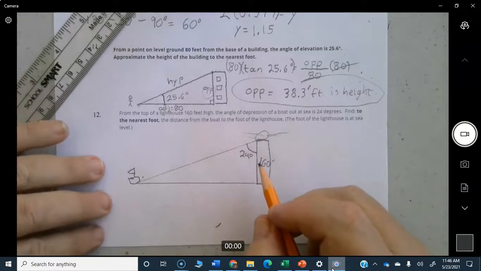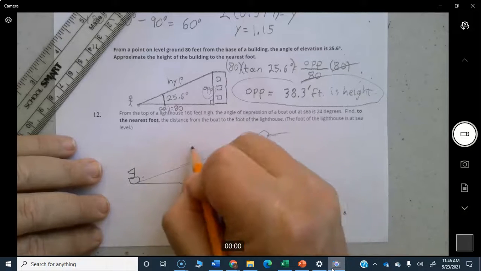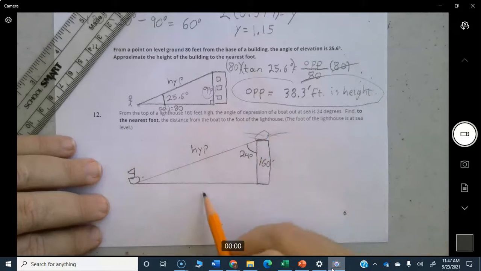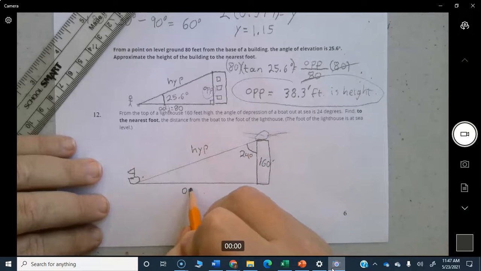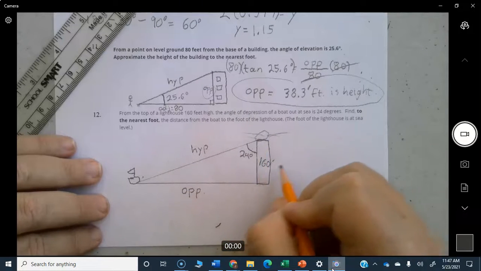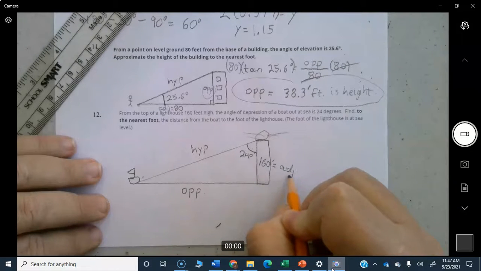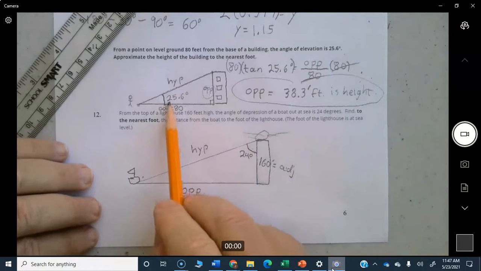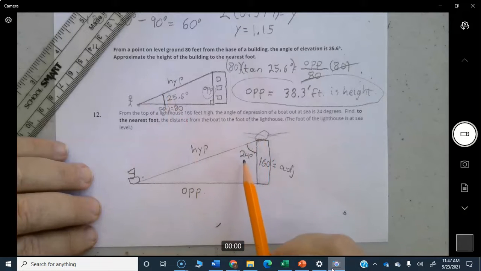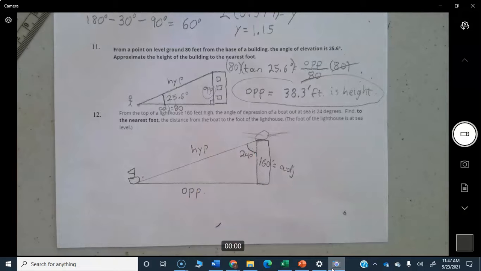So let's go ahead and label our sides. The longest side of this triangle is the hypotenuse. The side opposite is this one down here. That's opposite. And this one right here is right next to it, the other guy. That's going to be the adjacent. So angle of elevation is when you're looking up from the ground. Angle of depression is when you're looking down from some height downwards. That's called angle of depression.